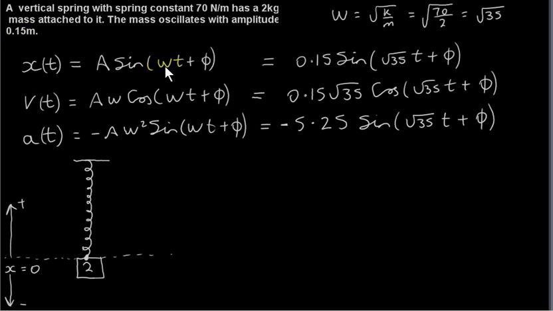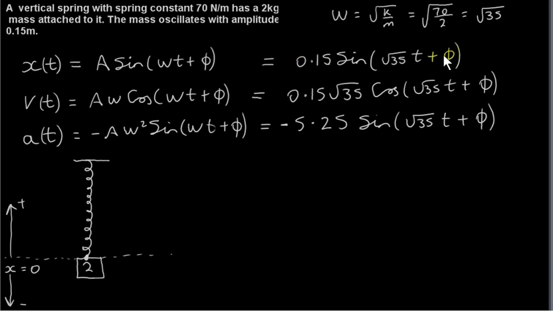What about omega? Well, we know for a spring that omega is the square root of k over m, where k is the spring constant. The spring constant is 70. The mass is 2 kilograms. We have the square root of 70 divided by 2, which is the square root of 35. So we can fill these values in here to get x as a function of t.